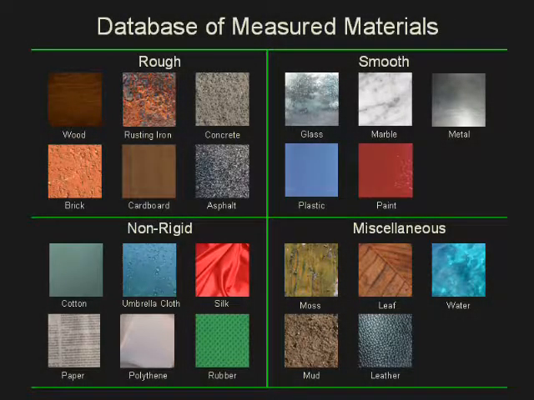We have measured the material and inclination dependency of splashes for 22 real-world materials. These materials can be broadly classified as rough, such as wood and brick, smooth, such as glass and plastic, non-rigid, such as fabric and paper, and miscellaneous, such as moss and mud. For each material, 10 splashes were measured for each of 6 inclinations between 0 and 50 degrees.